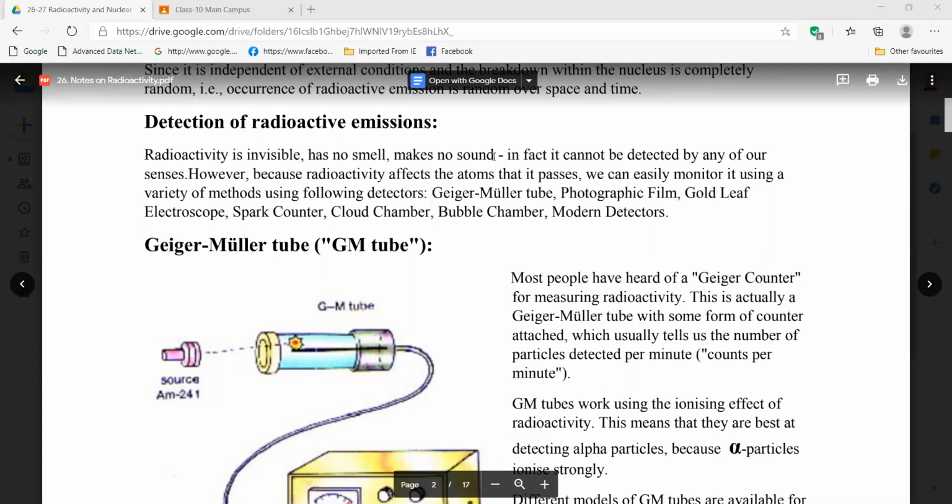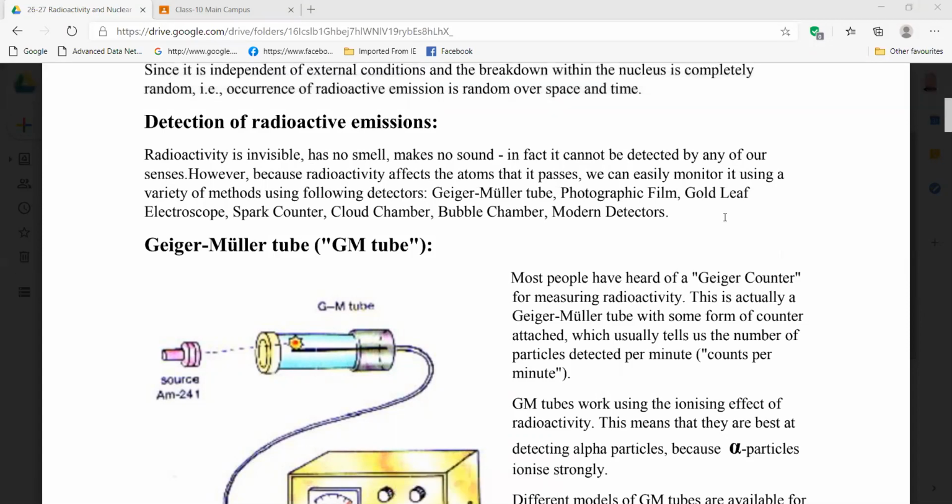Detection of radioactive emissions. Radioactivity is invisible, has no smell, makes no sound. In fact, it cannot be detected by any of our senses. However, because radioactivity affects the atoms that it passes, you can easily monitor it using a variety of methods using the following detectors: the Geiger Muller tube, photographic film, gold leaf electroscope, spark counter, cloud chamber, bubble chamber, and modern detectors.